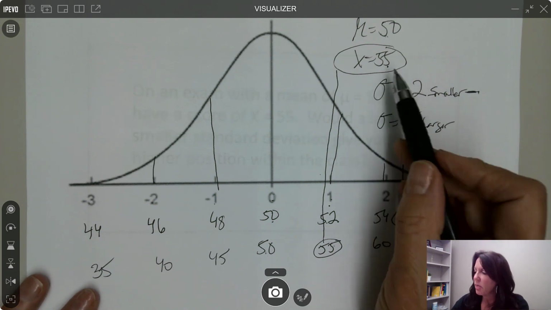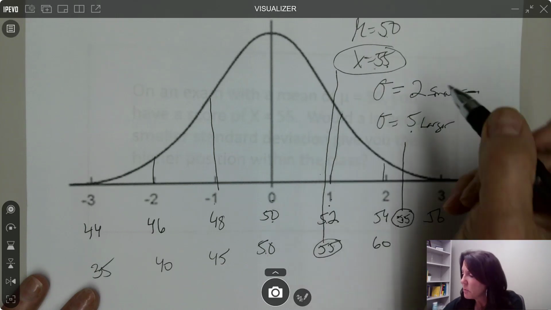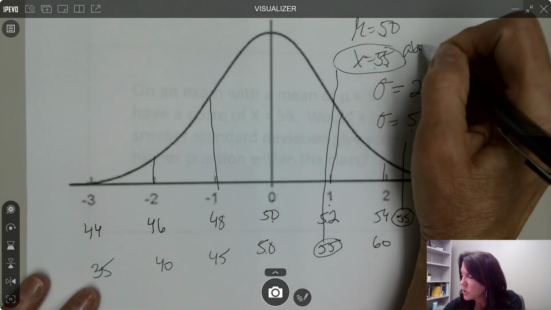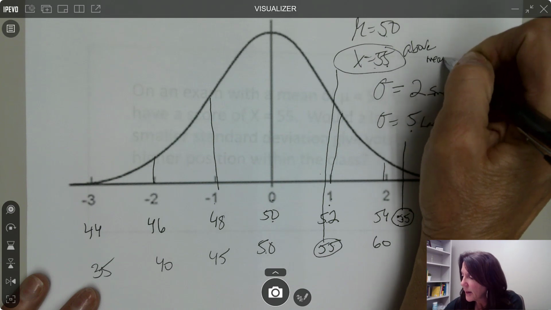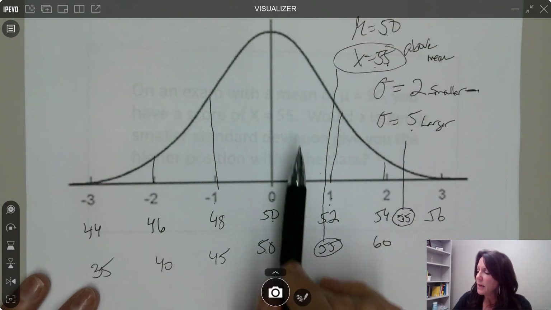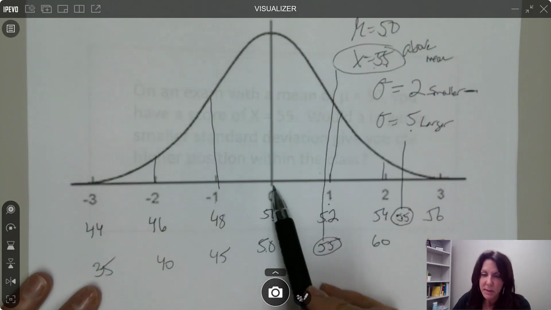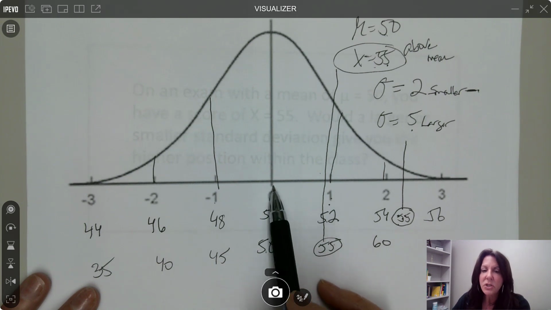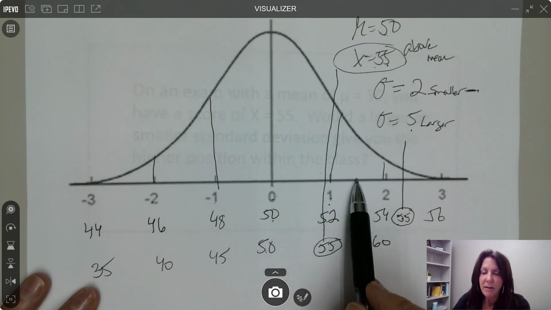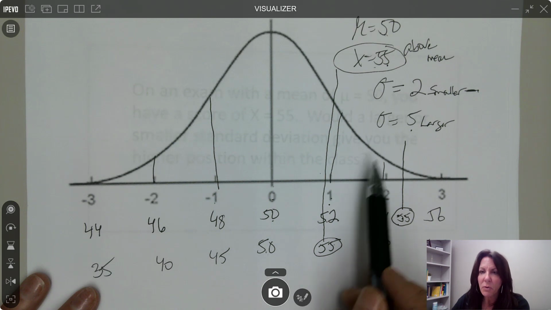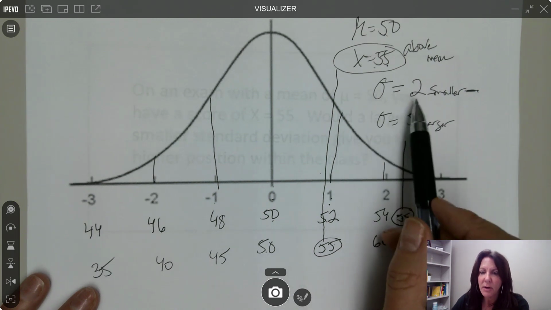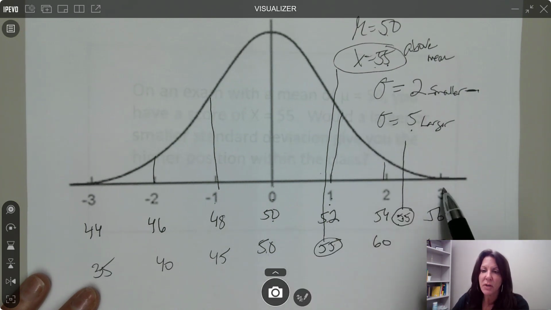What do I know about this score? I know it's above the mean. It's a good score. All right? So in the case where, and you might want to write this down, if my score is above the mean, I do better when the standard deviation is smaller. It makes my score more extreme.